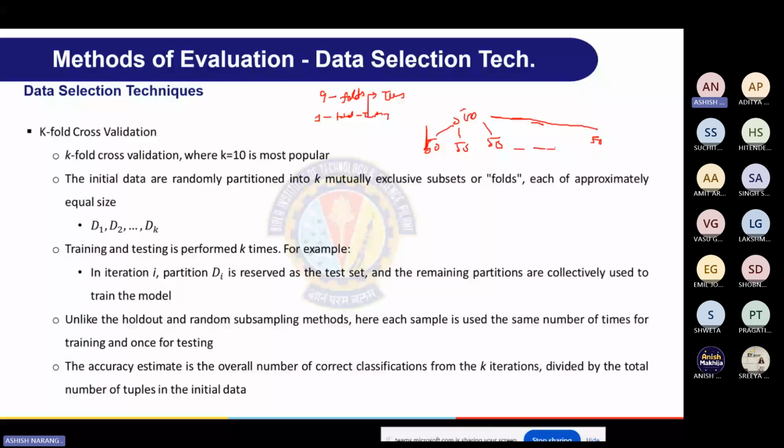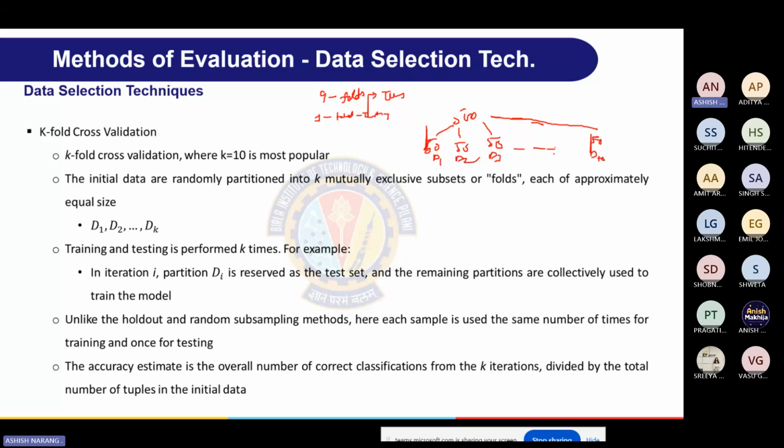Let's say these are D1, D2, D3, up to D10, right? So first D1 to D9 are used for training and the last 50 are used for testing. Second time, I'll use D1 to D8 and D10 for training and D9 for testing. Then I'll use D1 to D7, 9 and 10 for training, and D8 I will keep for testing. Then D7 for testing, the rest for training. Then after that D6. So I am using 9 folds for training and 1 fold for testing, right?